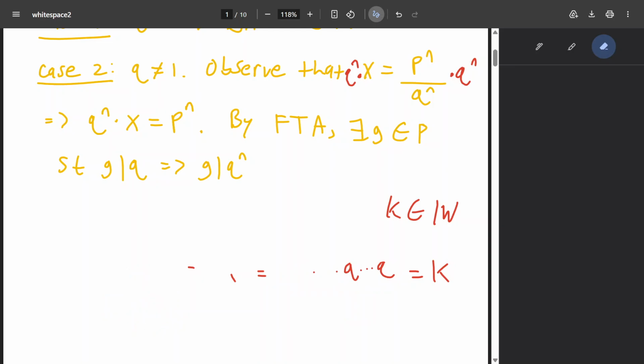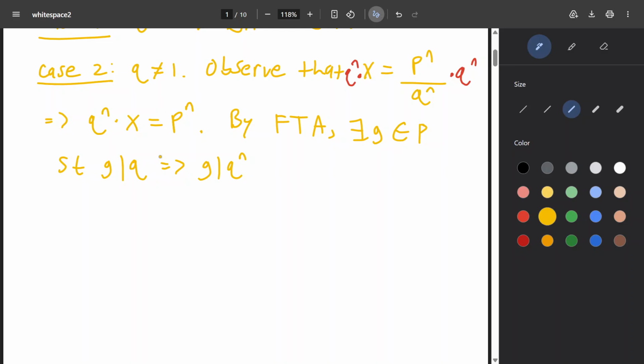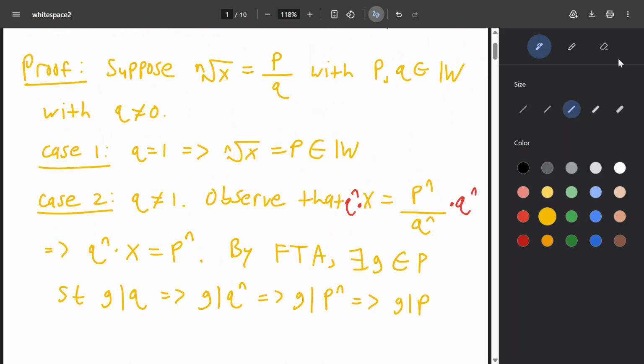Let's proceed with the proof. Just got to erase all this. Okay, well, if g divides q to the n, then by Euclid's lemma, we know that if a prime number divides the product of two integers, which is p to the n, actually, let me write that down. We also know that if g divides this stuff, then it divides p to the n, because p to the n is made up of these factors here. And again, by Euclid's lemma, if g divides p to the n, the product of integers, then it must also divide p itself.